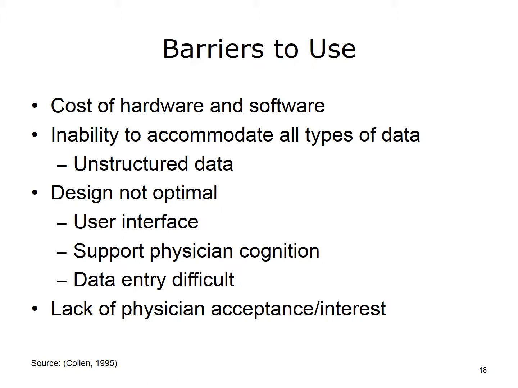Despite the early successes of these and other EHR systems, as Collen notes in his book, as late as 1990, there were still barriers. These included the costs of hardware and software, the fact that most existing systems could not easily accommodate unstructured data, and that the design of many of the systems was still not optimal. In most cases, the user interface, that is, how the system looks to the user and what the user has to do to use it, was cumbersome.